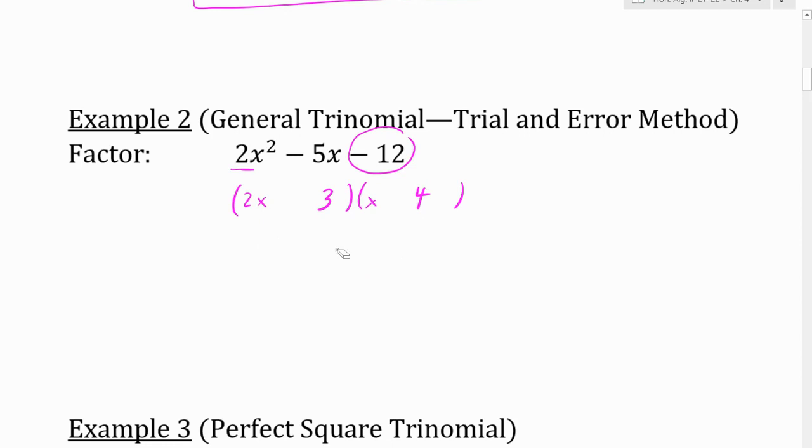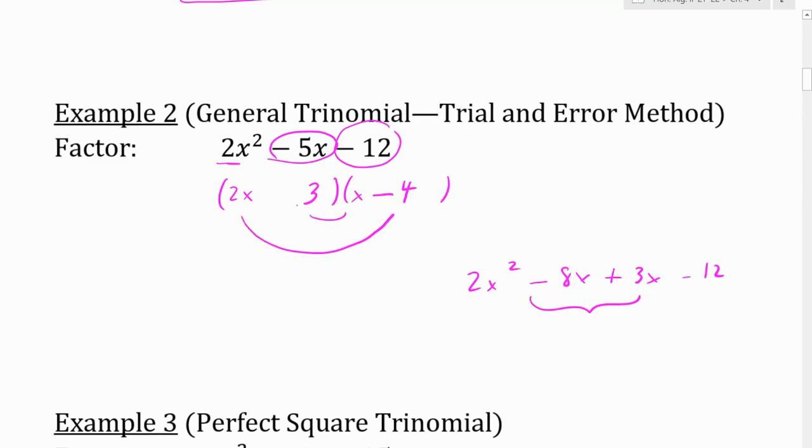Doesn't mean it has to work, but there's a good chance it could. So if I were to multiply this out, not worry about any signs, I'd have a 2x squared, an 8x, a 3x, and a 12. Now, based on what the signs are, that'll figure out whether it's positive or negative as I go along. I need this to be a negative 12, which means the 3 and the 4 have to be different signs. But when it gets put together in the middle, I want to add up to negative 5x. So if I make the 8x negative and the 3x positive, that'll give me my negative 5x. And then I've got it factored.